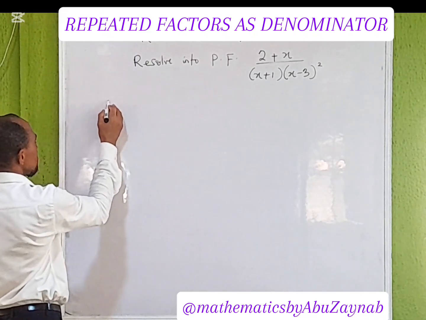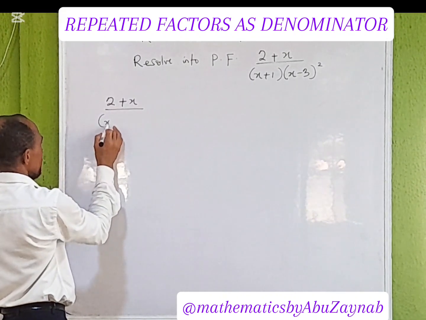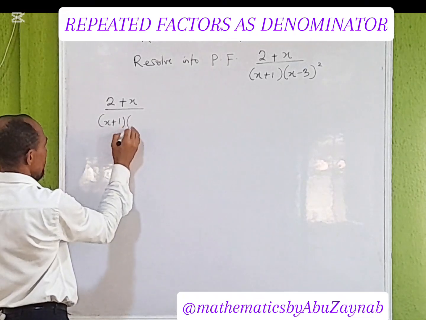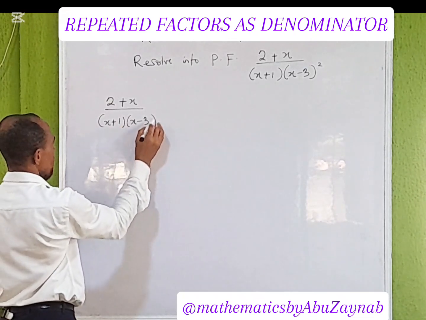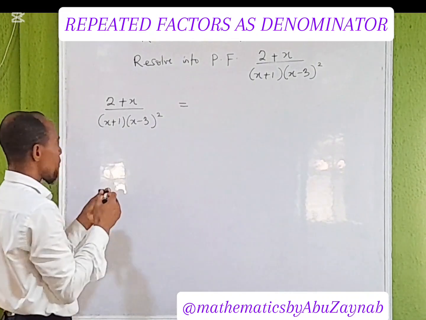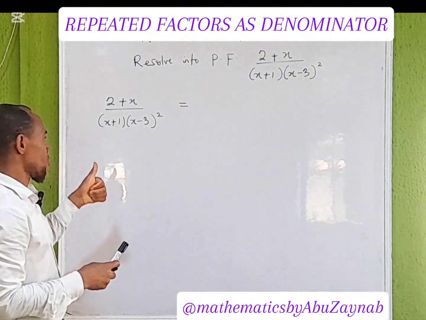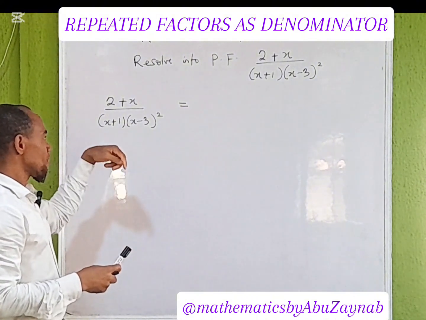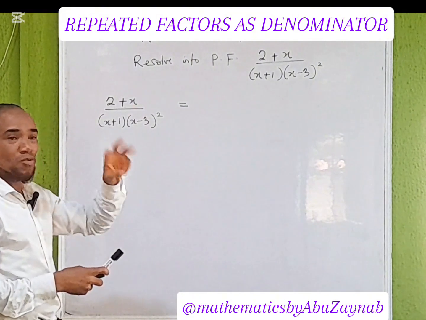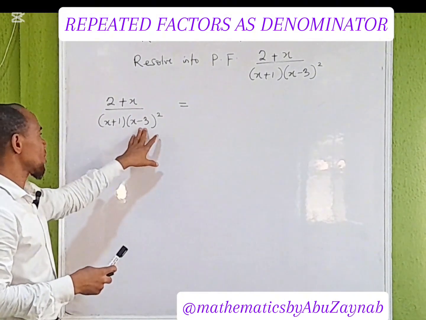So we start by saying (2 + x) over (x + 1), then (x - 3) all squared. Clearly we have three factors here: x plus 1 on one hand, x minus 3, then an extra x minus 3. We have three factors. One is single, distinct, and the other is repeated twice.